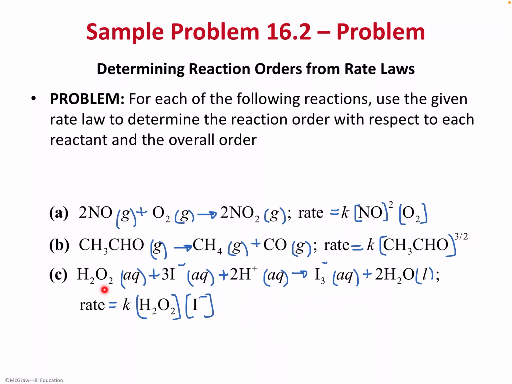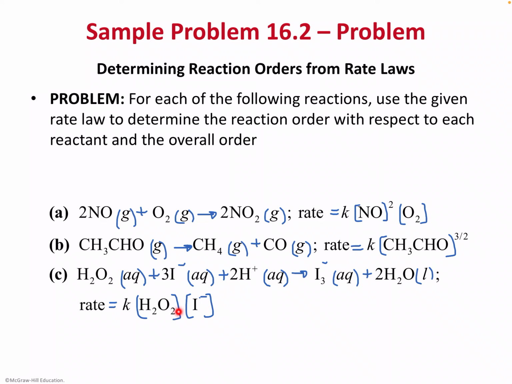So, the next one we have hydrogen peroxide, H2O2, plus 3 iodide plus 2H+, giving us I3- and 2 water as our products. And the rate law is given as rate equals k, the rate constant, times the concentrations of one of the reactants, H2O2, and I-. And there is one more reactant, H+. It has not been written over here. What does that mean?